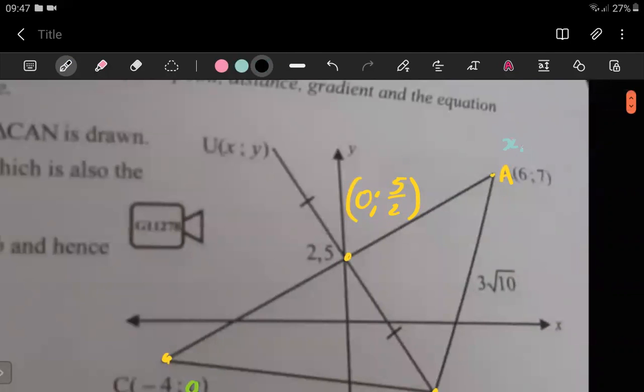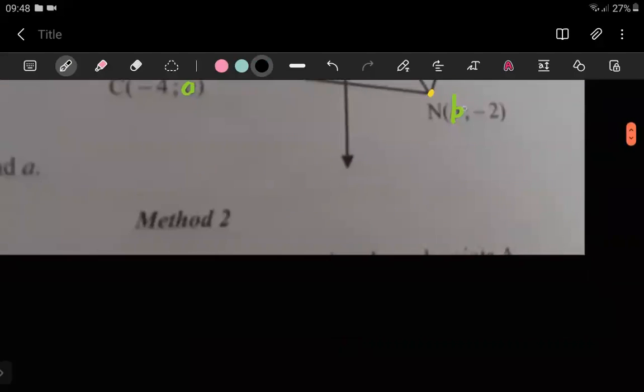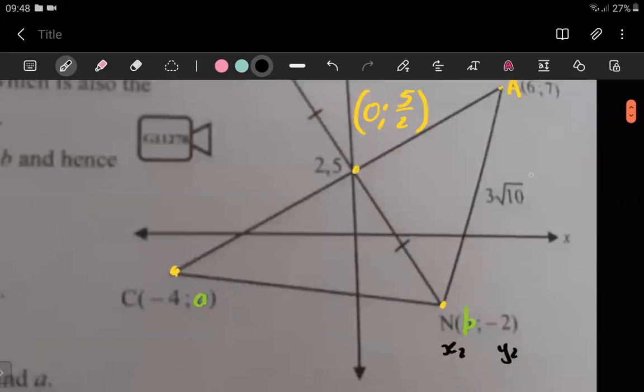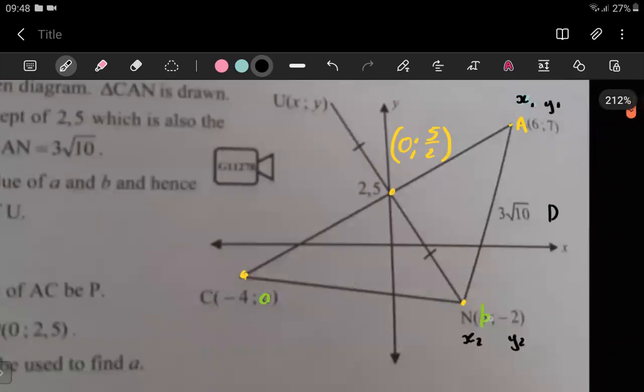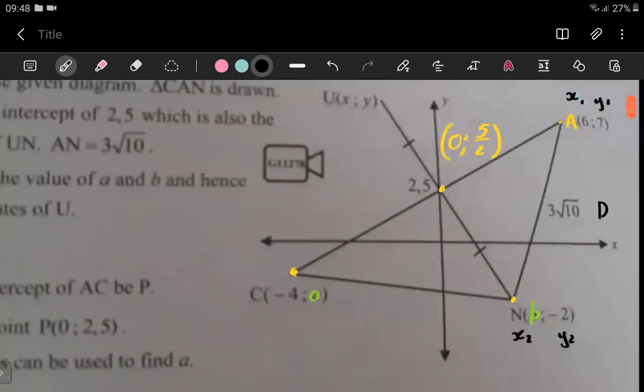For B, since you technically have all the information you need here, X1 and Y1, X2 and Y2, and then here you have the distance. Only one thing is missing from the distance formula, which you will be able to get as B easily. So I think getting B will be fine.